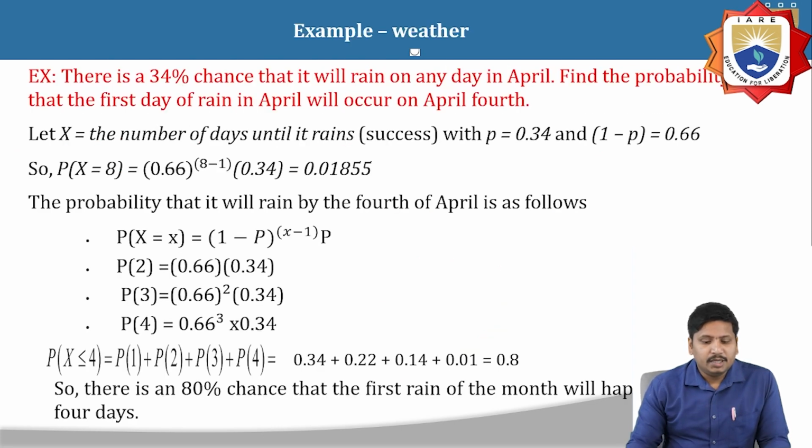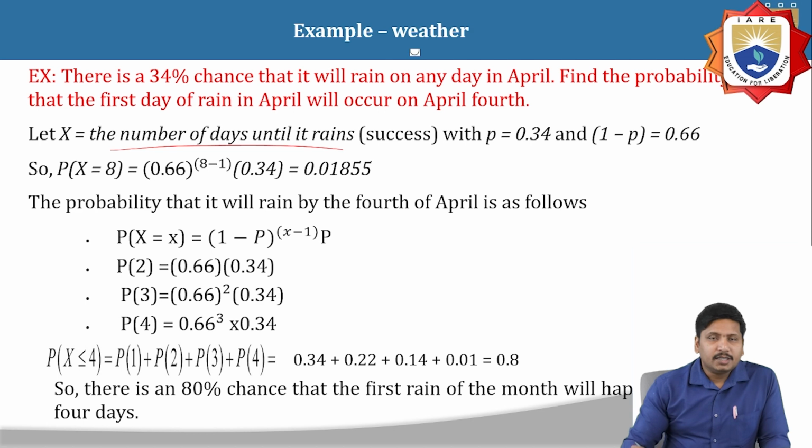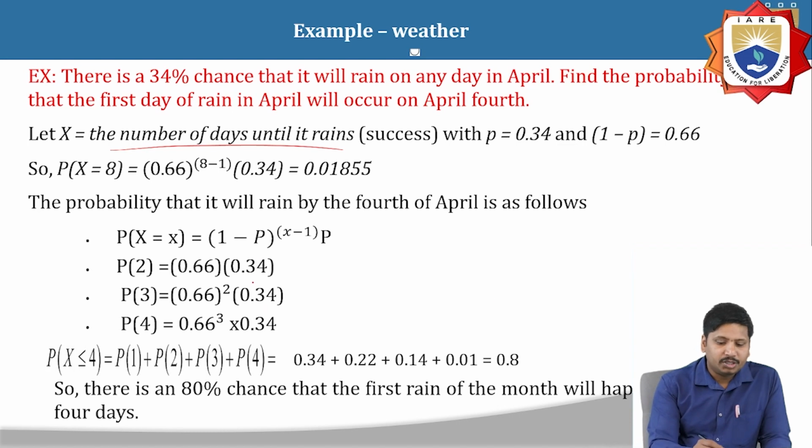For example, there is a 34% chance that it will rain on one day in April. Find the probability that the first day of rain in April will occur on April 4th. Let us consider X as the number of days until it rains. That p is the probability value 0.34, and 1 minus p is 0.66. So substitute these values in the above equation.